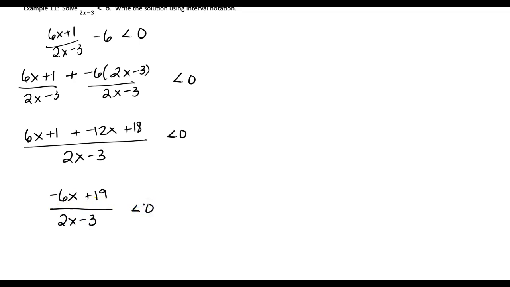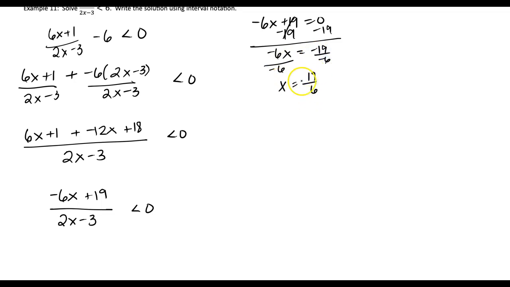And we're going to find those important values. So where the numerator is equal to 0, so that we can find out the 0 value. And we get x equals 19/6. So that one is going to be 3 1/6. And then we also want to look at where the denominator is equal to 0 because that's restricted from our domain. So x cannot equal 3/2.